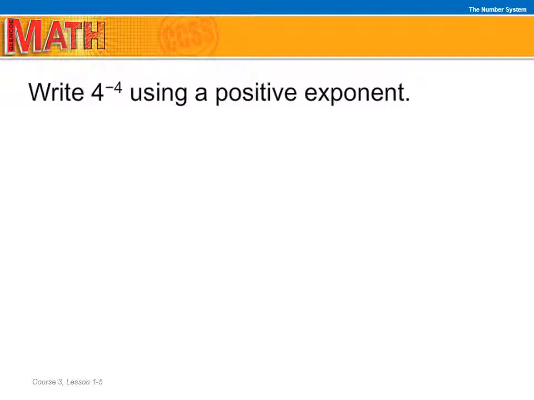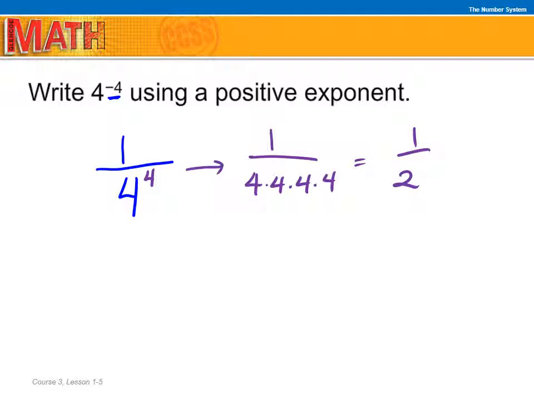So let's look at an example with a negative exponent. Write 4 to the negative fourth power using a positive exponent. Automatically when I see a negative exponent, I'm going to write a fraction. So this is going to be 1 over 4, and my negative 4 becomes positive 4. Then I can solve for this. Obviously the 1 stays the same. This is going to be 4 times 4 times 4 times 4, or 1 over 256.